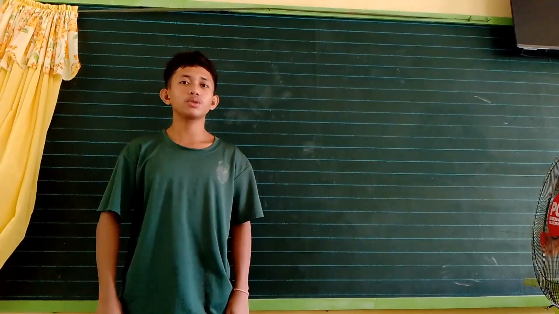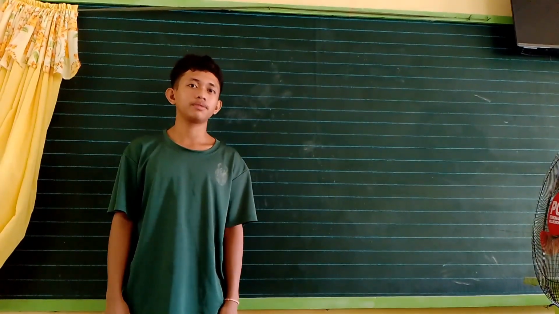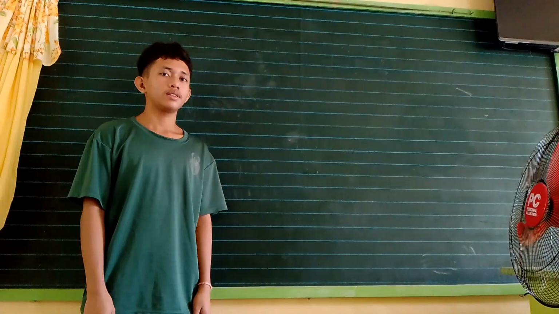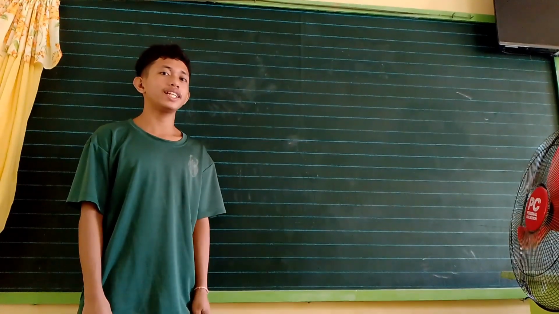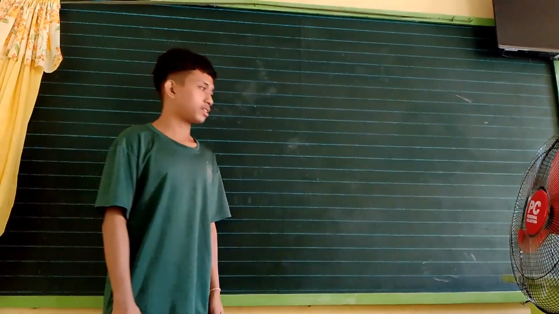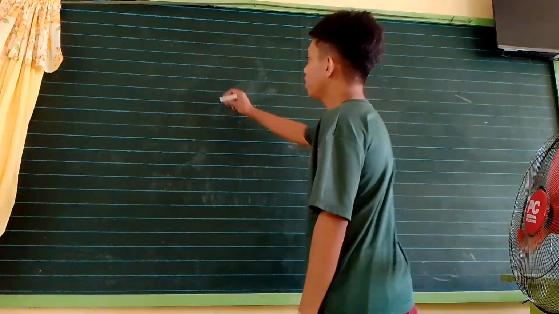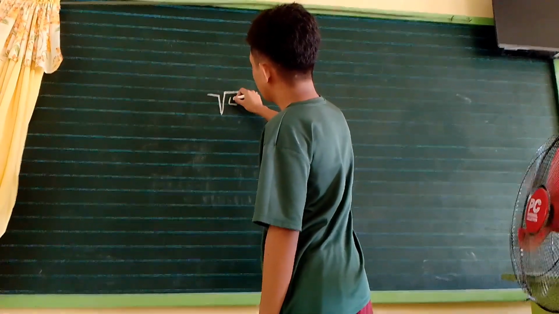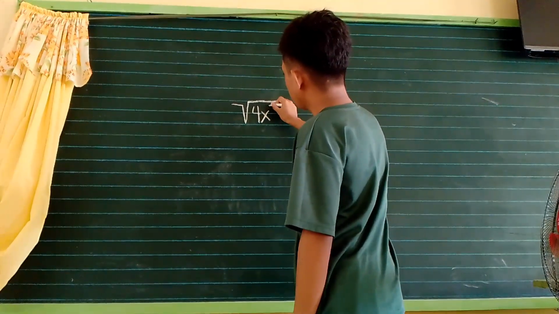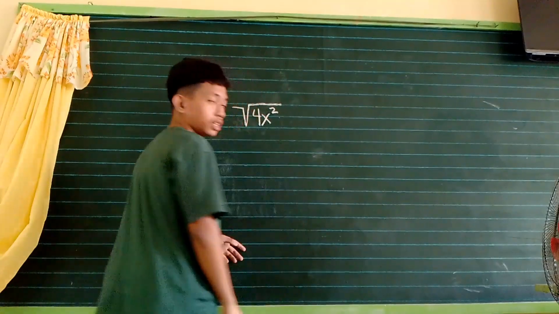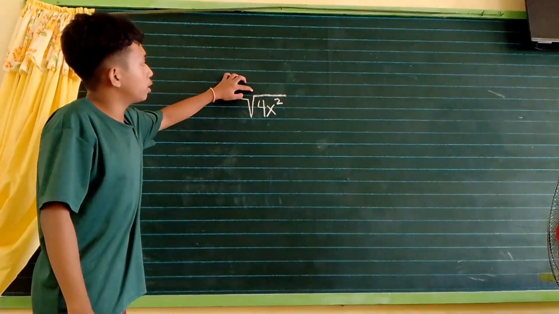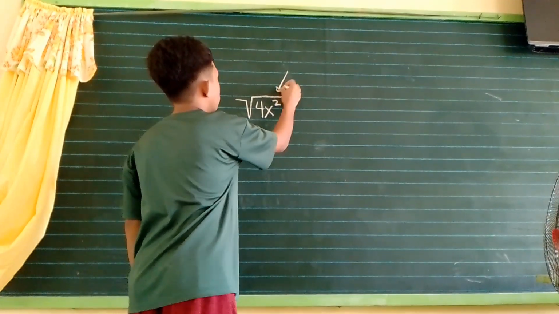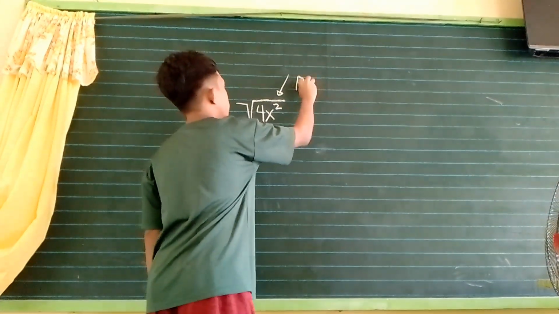I'll show you how to solve a radical expression. But first, I'm going to show you the anatomy of the radical parts. We have here the square root of 4x squared. This symbol is called the radical sign.